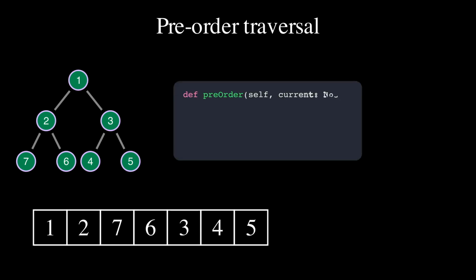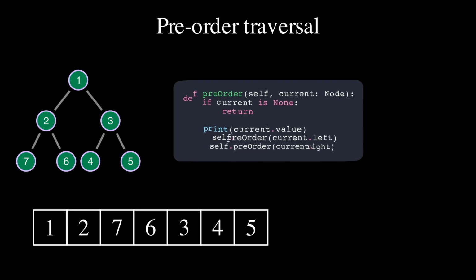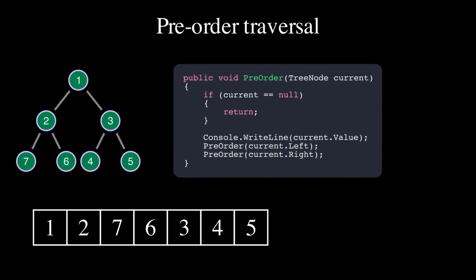Here is how to implement pre-order traversal in Python. We visit the current node, recursively call the pre-order function on the left subtree, and recursively traverse the right subtree. The implementation in C# or Java is very similar. As you see, it's a straightforward traversal algorithm.